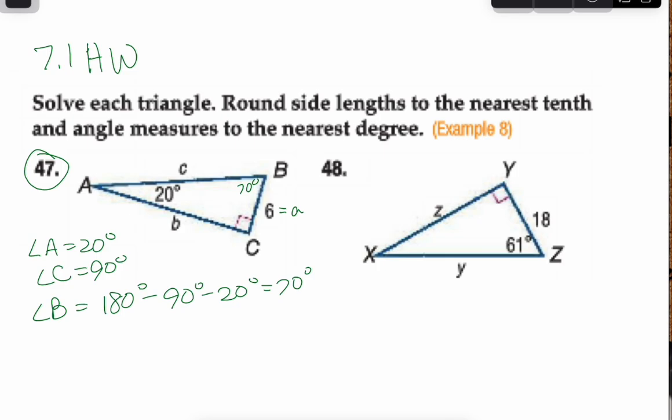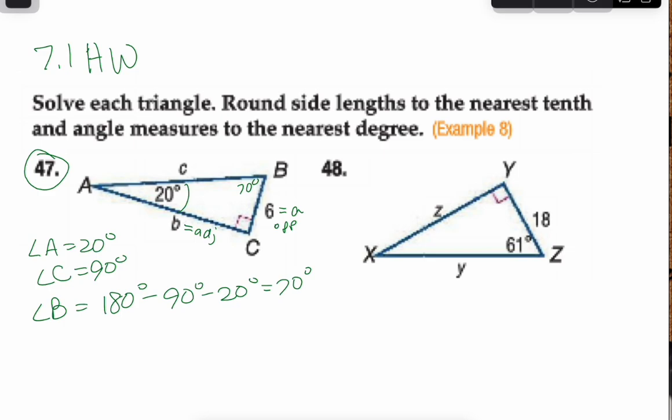Let's talk about the side lengths. If we know 2 side lengths, we can always use the Pythagorean theorem right off the bat. If we don't have 2 side lengths, we are forced in a right triangle to use SOHCAHTOA. So the original angle we were given was A. We know side a would be opposite if we use this angle here. And then, I don't know, we can find either one. Let's do the adjacent.